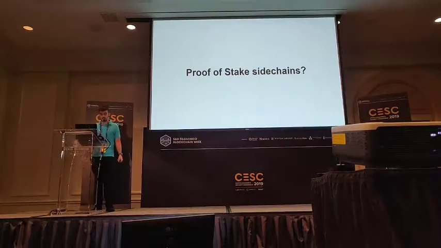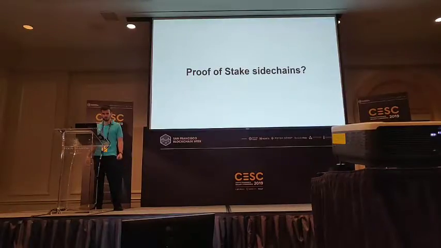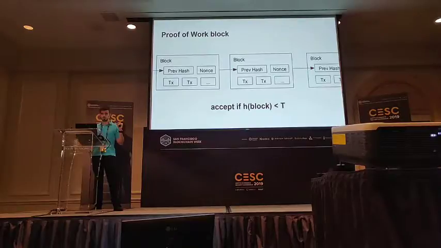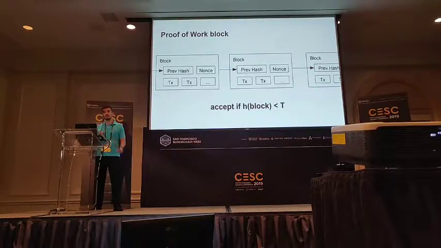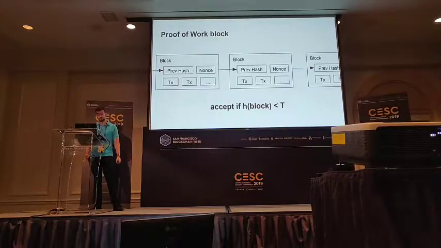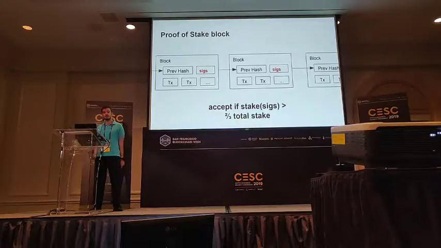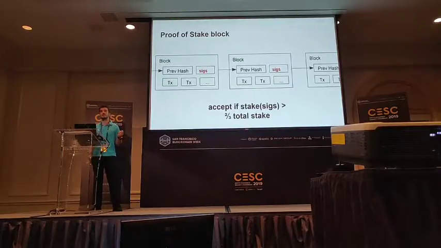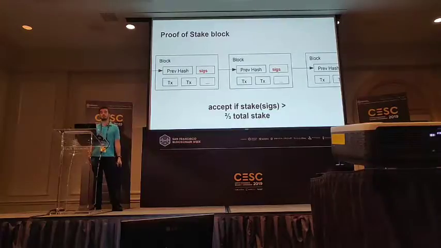So what about proof of stake sidechains? In the end, I'll give a reference to a paper that describes that. A proof of work block says I have a hash. If the hash of that block is less than the current difficulty, which adjusts every some amount of time, I accept that block. A proof of stake block looks like this. It has the usual stuff. It has some signatures instead of a hash. And you accept the block if you see that the stake inside that block was 2/3 of the total stake that you had last observed.